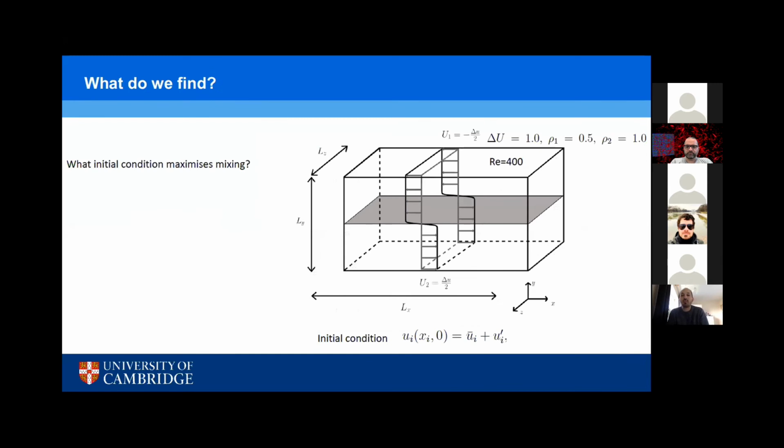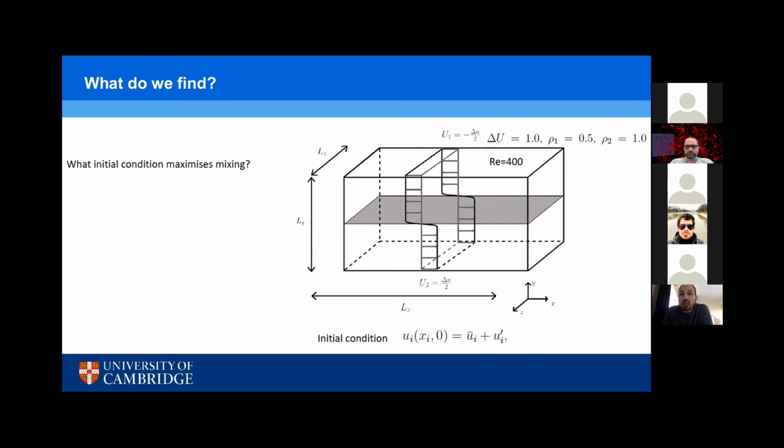So what do we find? Can we now use this gradient for something a bit more interesting? So let's go back to our mixing layer case. While we were carrying out the validation, we had imposed a particular form for U prime. Now we will say, let's just find U prime. So our optimization condition is what initial condition for U prime maximizes some measure of mixing in this mixing layer.